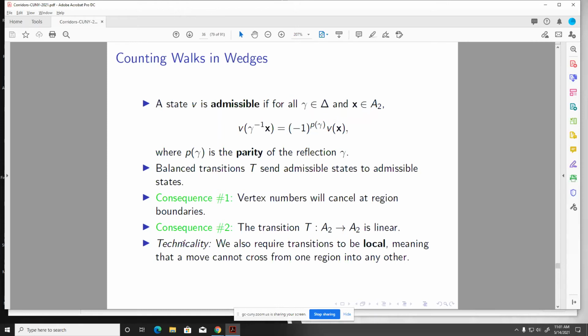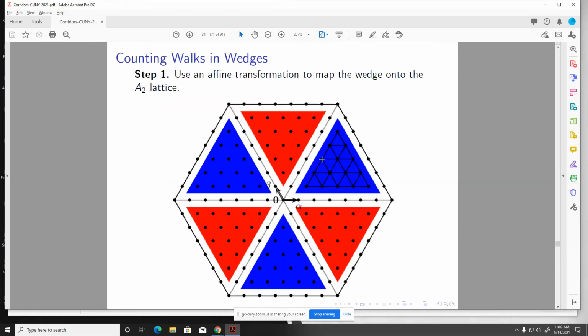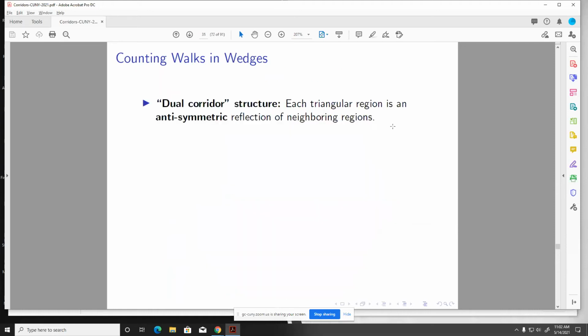When we go to these triangle groups, unfortunately, we need to think about other things as well. We need our transitions to be something called local, meaning I can't just jump from one region to the next. I can't just take a hop from this point and try to go across the boundary to that point with a single transition. That would mess up everything, and so we don't allow that. We only allow transitions to local neighbors, and it actually makes a big difference when you talk about other Lie groups like B2 or C2.